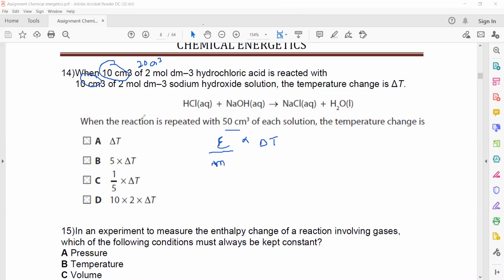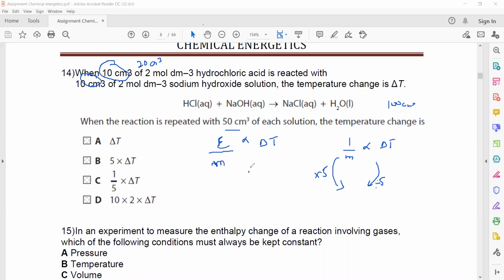And now when the reaction is repeated with 50 cm cube of each solution, the total volume will be 100 cm cube. Now if 100 cm cube is the volume of solution, the mass of the solution will also be 100 grams. So compared to 20 grams, now it is 100 grams. It means the mass is increased by 5, so the temperature change should decrease by 5. Due to the change in the mass, the temperature change decreased by 5.